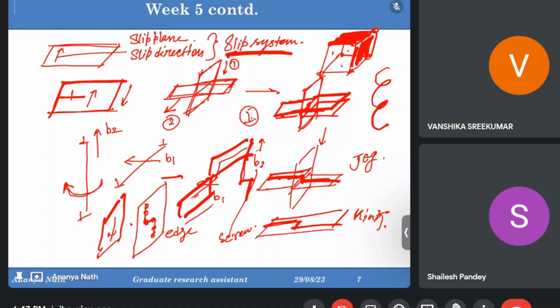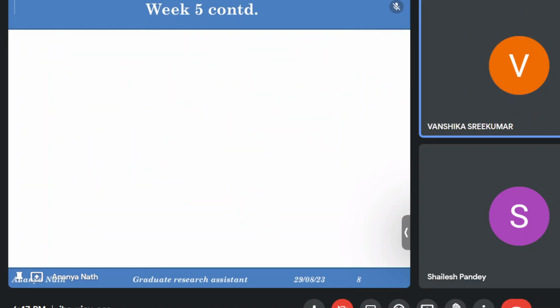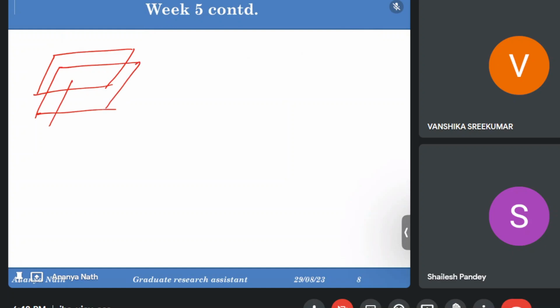Is it clear how the kinks are forming? Basically the plane remains the same. Yes. In any type of interaction, the plane will remain the same. The dislocation will be broken down. In jogs also, the plane will be the same. As I said, if this is the plane, this is the below plane, this is the third plane, this is the fourth plane.